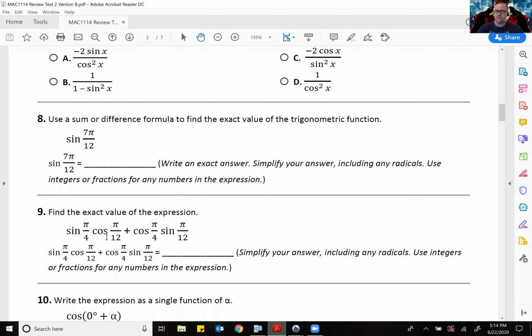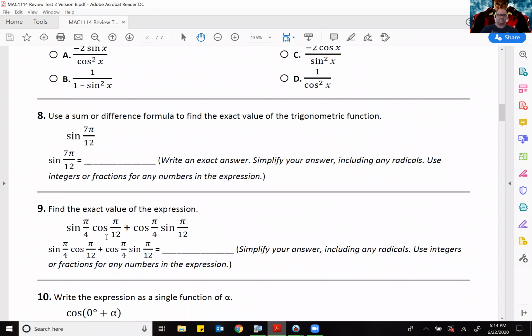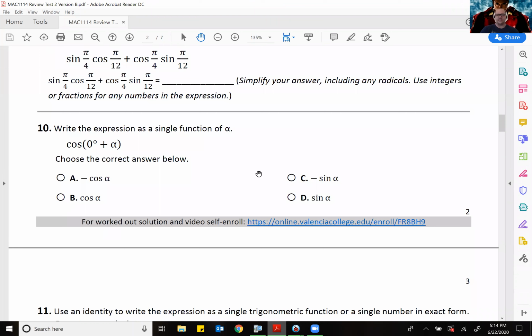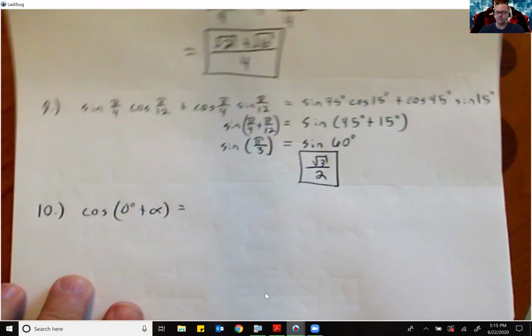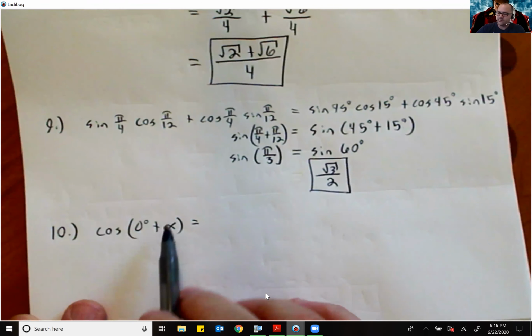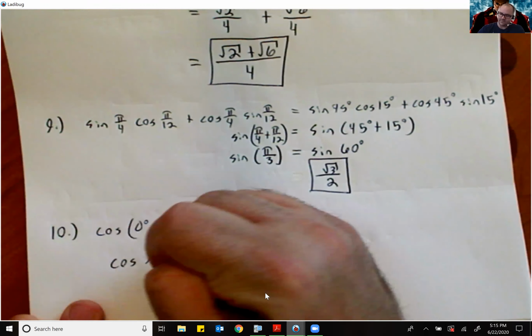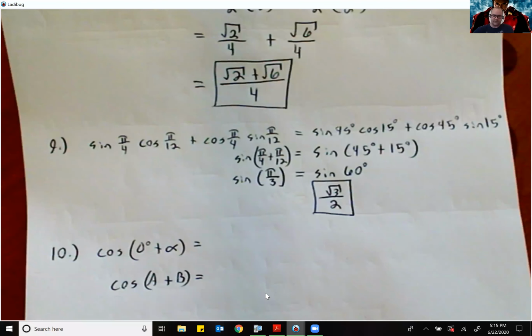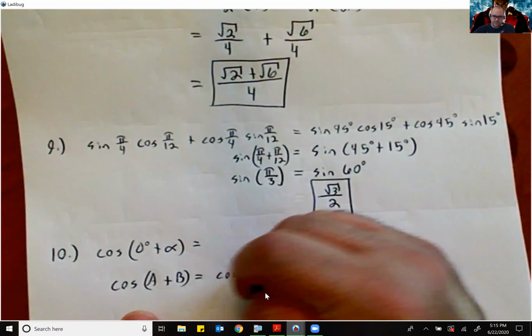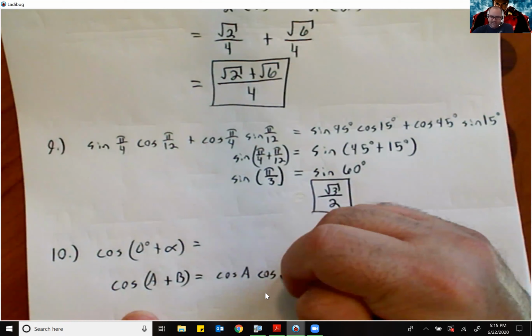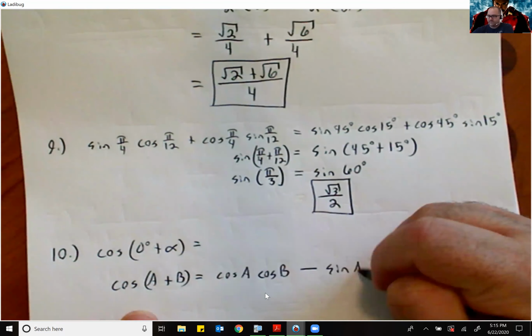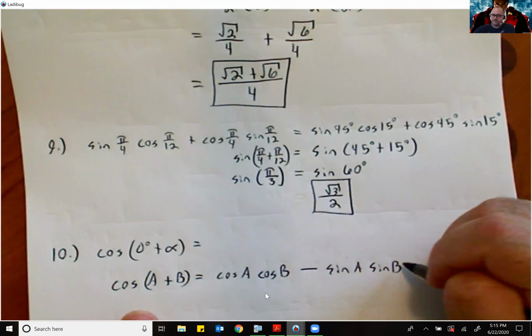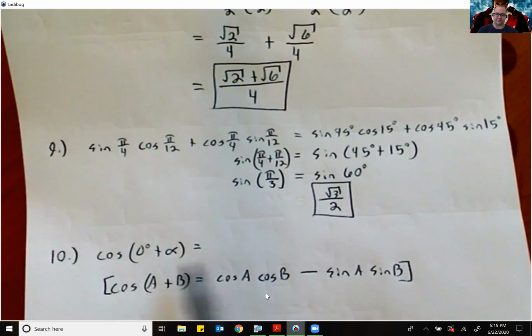So number 10, again, we're just going to take the formula and let it run its course. We're going to expand this out. So cosine 0 degrees plus alpha. And this is multiple choice, which is cool, but we'll get to that. What you need to know in this one is when you run cosine of addition or sum, so cosine of A plus B, that is equal to cosine of A cosine of B minus sine of A sine of B. So that's what they want you to do to this. Expand this out using this information.